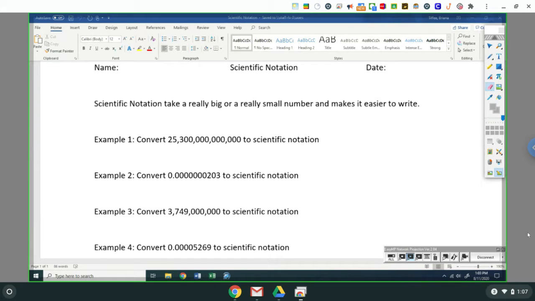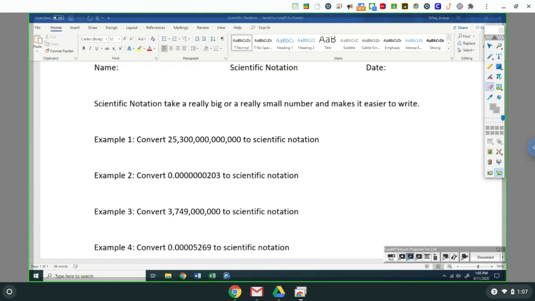Okay, so today we're going to be learning about scientific notation. Scientific notation takes a really, really big number or a really, really small number and makes it easier to write. A lot of times you actually use scientific notation in science because you'll be dealing with large weights, small weights, things like that. But it's always good to know.